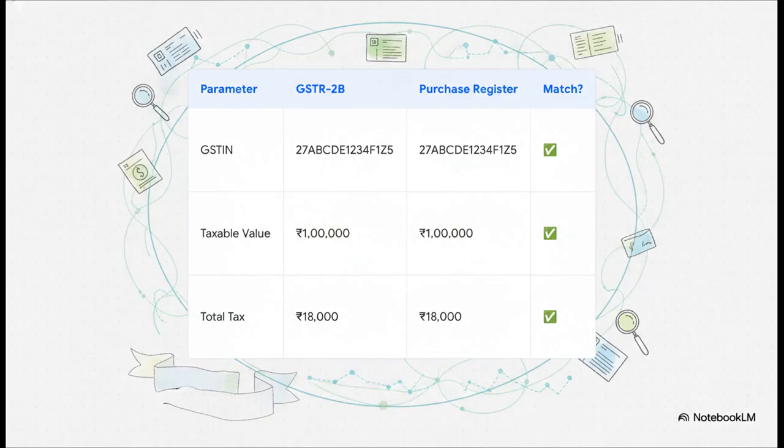And here's a perfect example of what that looks like. For this invoice, INV-101, you can see the GSTIN, the taxable value, the total tax. Everything lines up perfectly. This is the goal. This is what a clean, reconciled entry looks like.